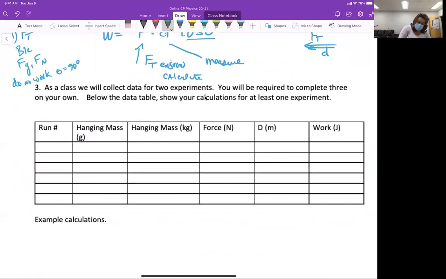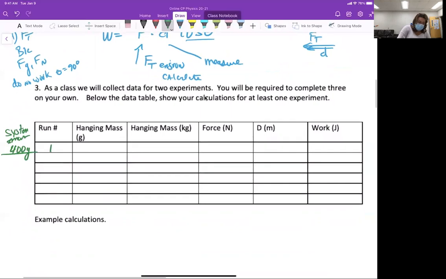So we're going to, actually, I probably should have had one out here to call the system mass. I'm going to use the one that we just loaded, which was 400 grams. So we're going to call this run 1. The hanging mass was 20 grams. I'm going to convert that into kilograms.